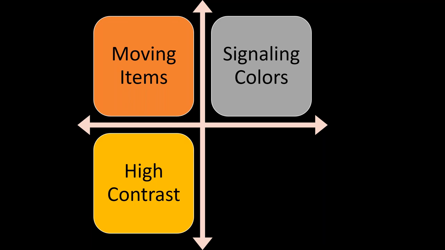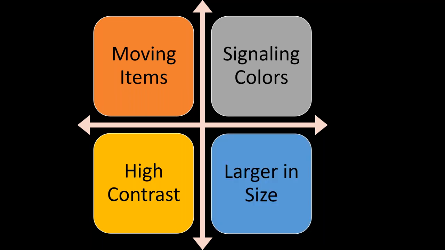The next thing that'll get their attention is high contrast. You see how when that box popped onto the screen, the yellow had a higher contrast than the other ones, and it really drew your eye down to the bottom left. And last but not least, larger size. Again, the most important idea on the screen that you're trying to communicate should be in the largest font. You've got all that, and that's great.